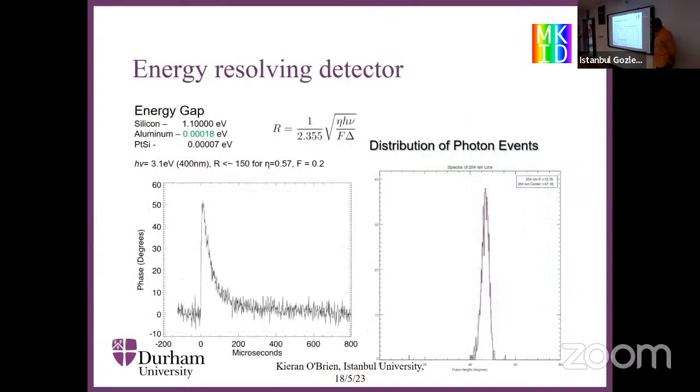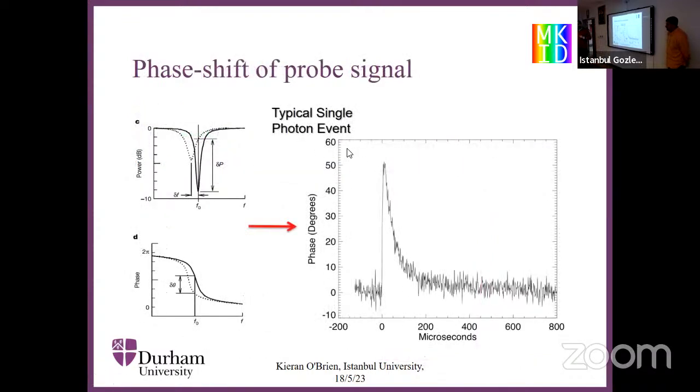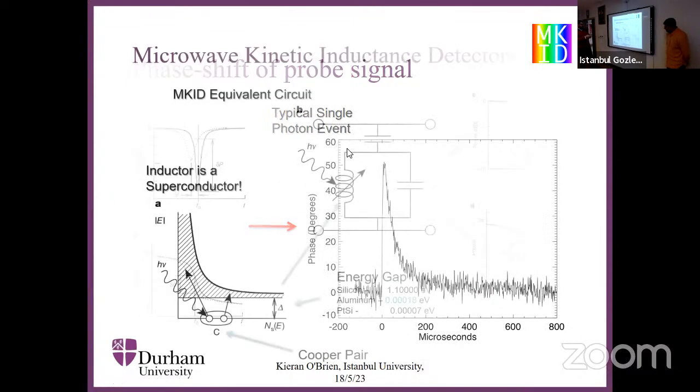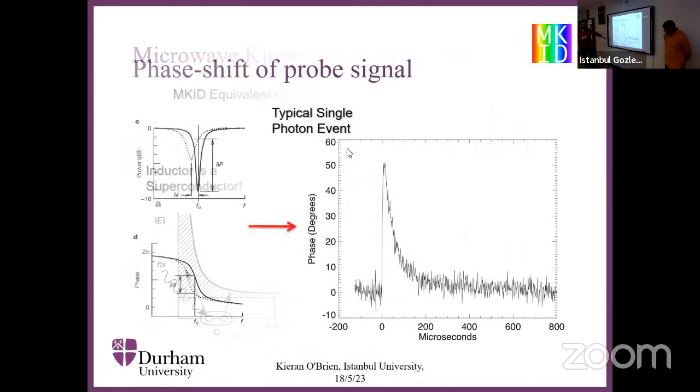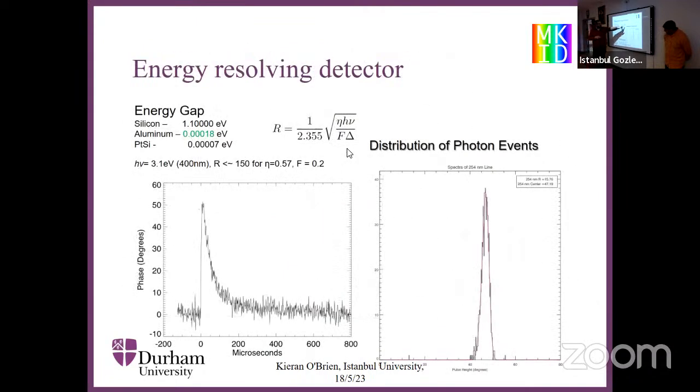So this is the gap energy. Was it gap energy or binding energy? Well, 2 times the binding energy. But you can see that basically the resolution you can hope to achieve depends on this gap energy. If the gap energy is lower, then for the same energy photon, you break more Cooper pairs, so you get more signal.